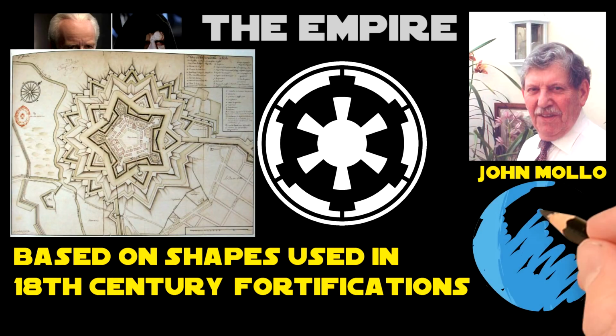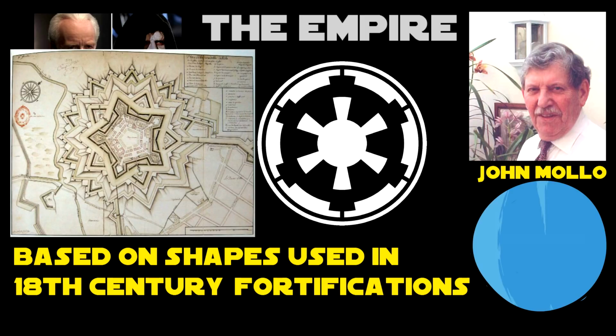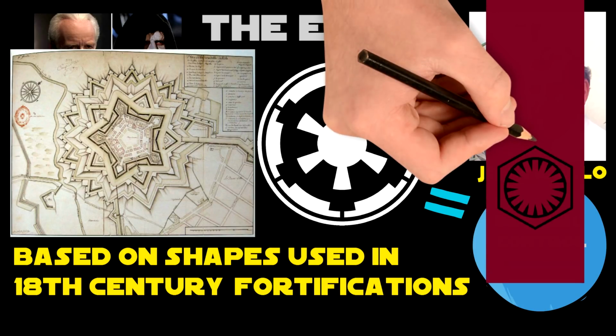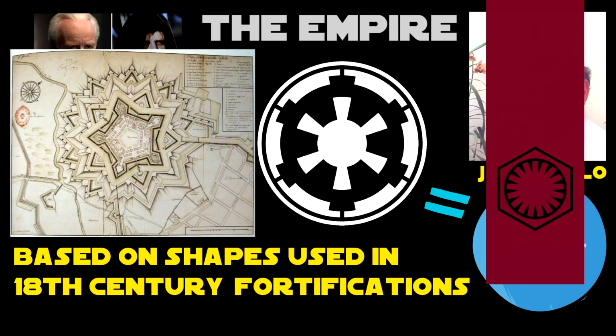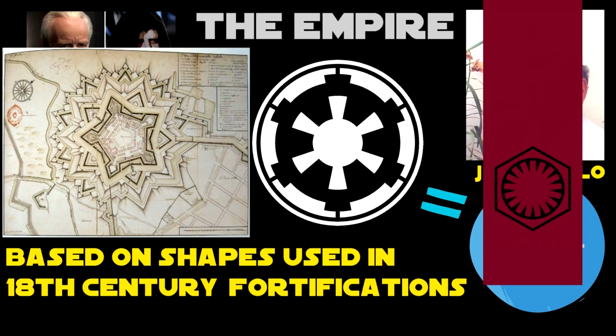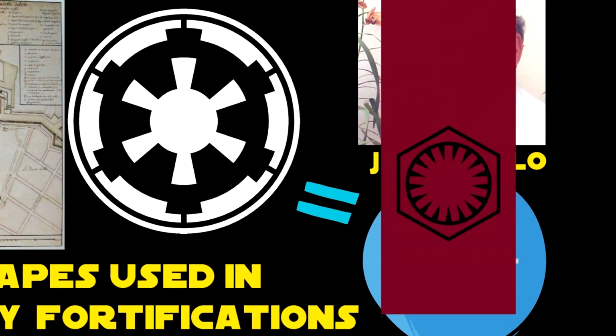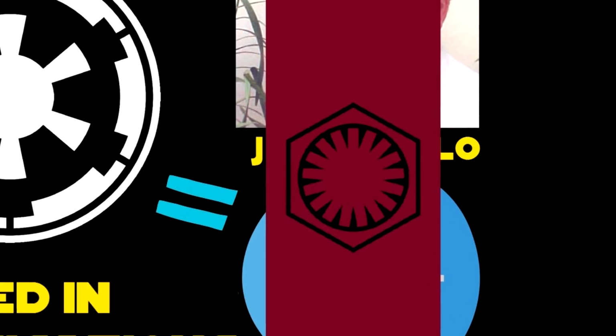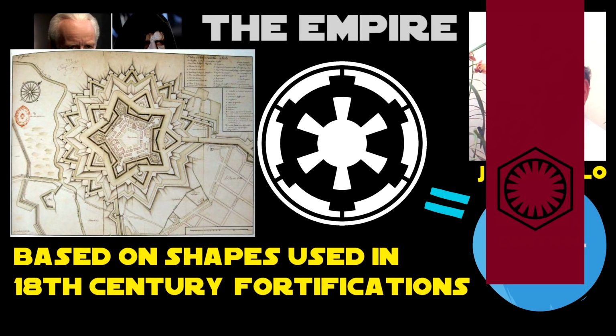In the movies, the symbol is associated with the might of the Empire, and its presence on the world signifies Imperial control. In the most recent movies, the Empire is mostly represented by the First Order, which has a similar but slightly different symbol, a hexagon with a circle inside it with 16 spokes.